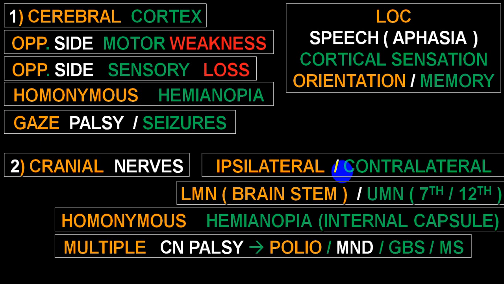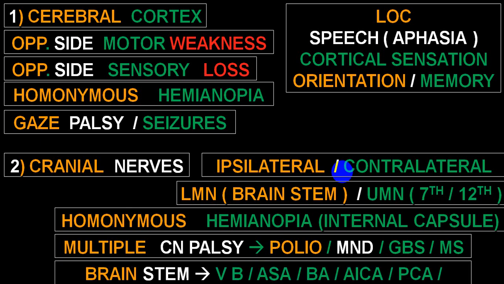If any person comes with multiple cranial nerve palsies, always suspect poliomyelitis, GBS, motor neuron disease, and once in a while multiple sclerosis. Whenever there is brainstem damage, it can be because of the vertebral artery or basilar artery, or what we call the vertebro-basilar artery. You can have an anterior spinal artery involvement which can produce involvement of the anterior 2/3 of the spinal cord, producing motor signs and lateral column signs, sparing the posterior column.